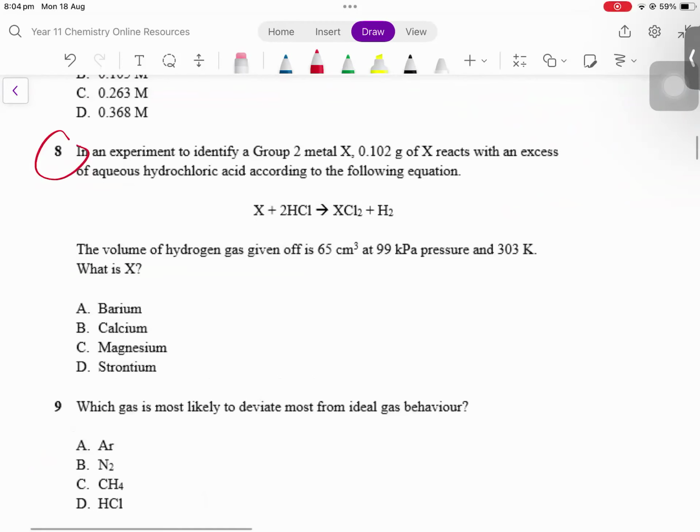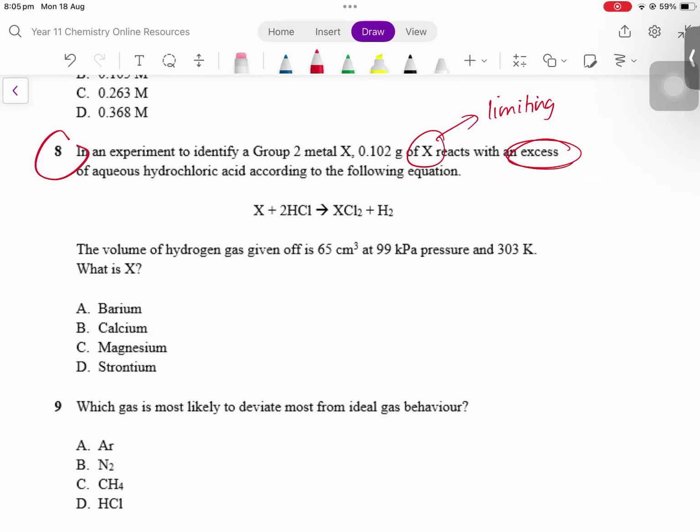Question 8. In an experiment to identify a group 2 metal, X, 0.102 grams of X reacts with an excess of aqueous hydrochloric acid. The fact that they've told you it's excess means that the X is limiting. Good. So guys, you don't have to check for the limiting reagent if they've told you A, that it's limiting, or B, that something else is in excess. Otherwise, if they don't mention limiting, if they don't mention excess, and they give you information for multiple reagents, you check for the limiting reagent yourself. In this case, I don't have to, which is good.